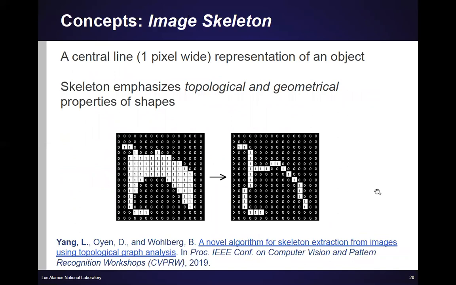So the most important concept I want to cover is image skeleton. It's a central line, 1 pixel wide representation of an object. For example, for this input image, the corresponding image skeleton is a thin version of the input image. Image skeleton emphasizes topological and geometrical properties of shapes of objects presented in an image. If you want to know more about image skeleton, check my recent paper published in the CVPR workshop last year.